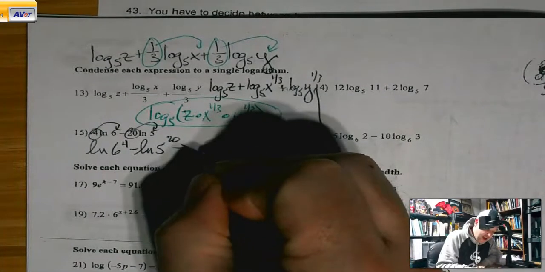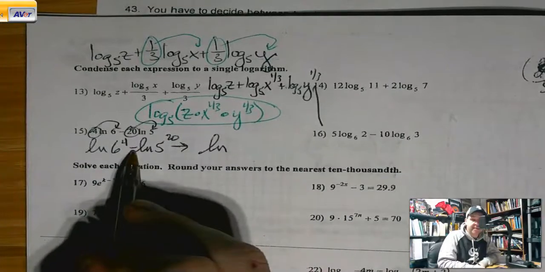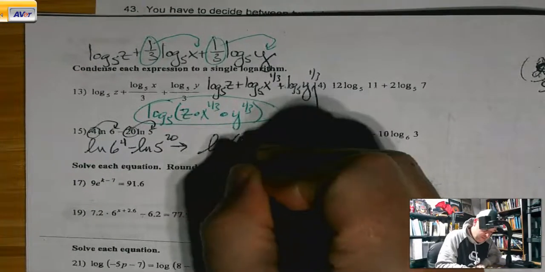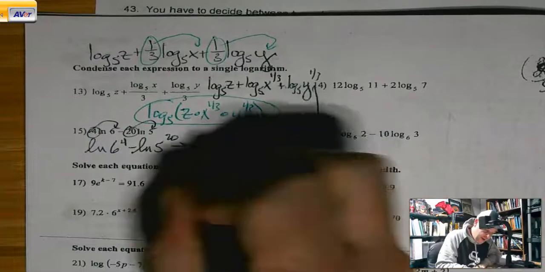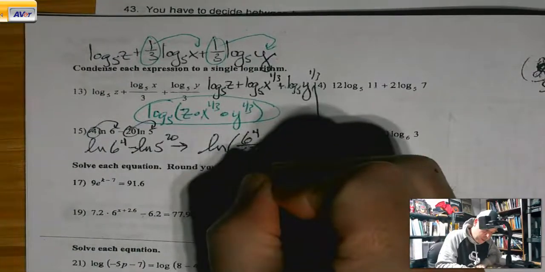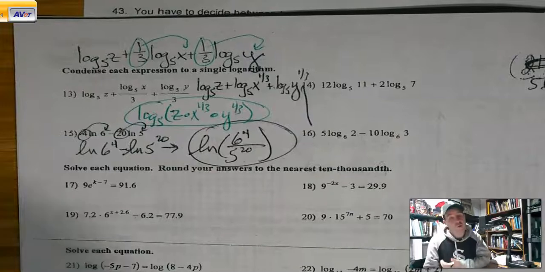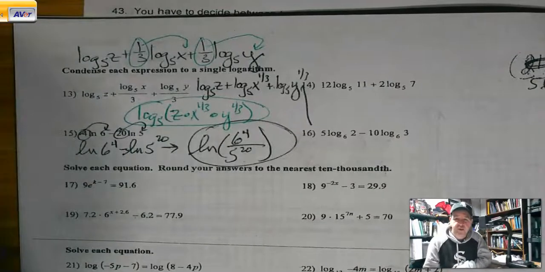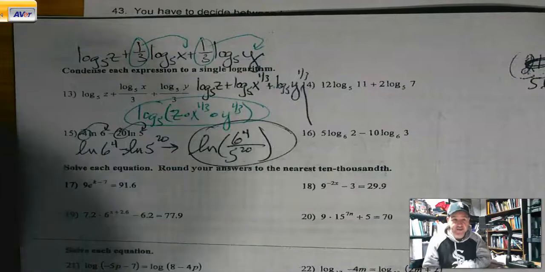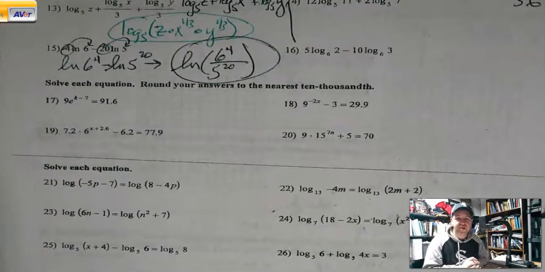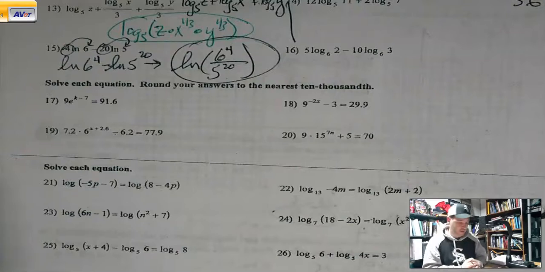And then the only thing left is this subtraction, which is divide, divided by one log, or one natural log in this case. Okay? So we kind of keep going with this. Solve the equation. Round your answers to the nearest 10,000th.